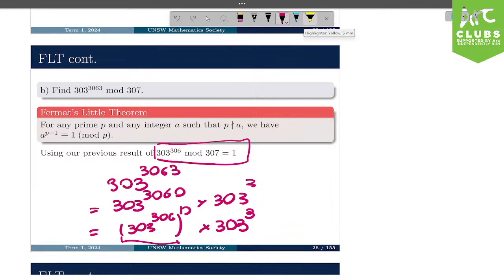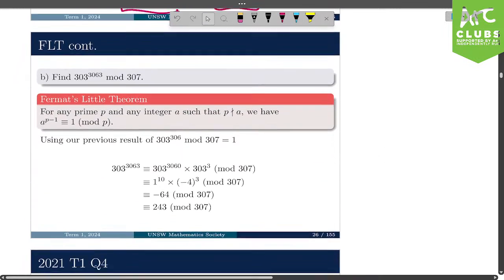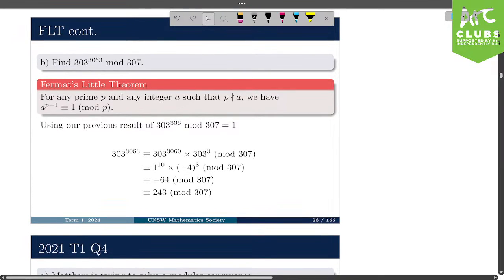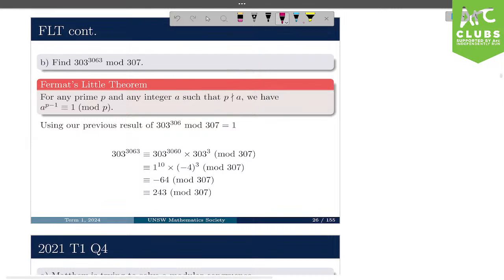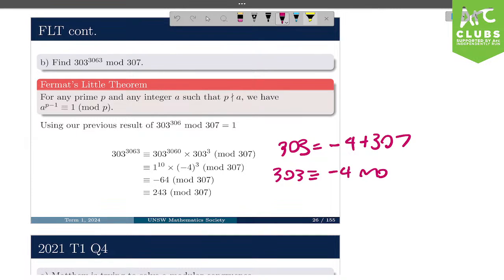We get that we only need to calculate 303 cubed mod 307. As you can see here, this is kind of what we did: 303 to 3063, we just split it, and we get this is 1 to the 10. Another thing we notice is that 303 is equal to minus 4 plus 307. So 303 is congruent to minus 4 mod 307. And we can just compute this, and we get our answer of 243 as desired.